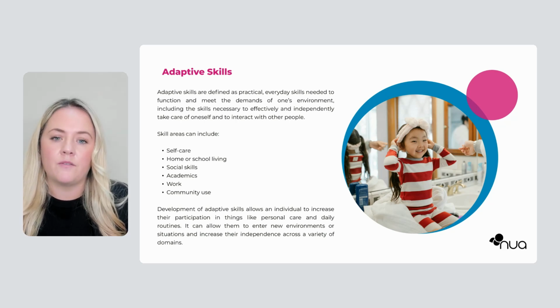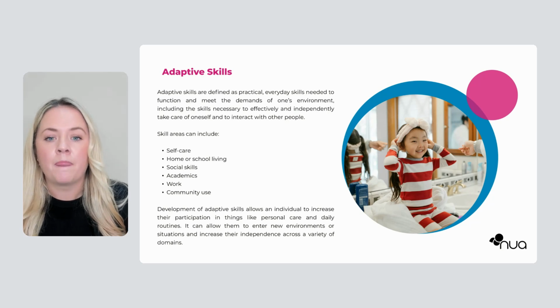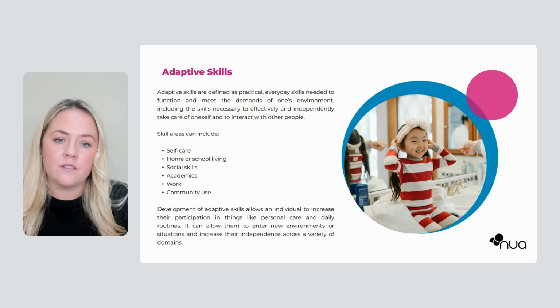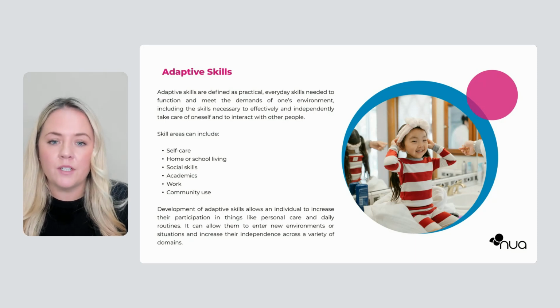So, we look at this across a variety of different skill areas and skill domains, including self care, so the ability to look after yourself in terms of your personal hygiene; home or school living, so the skills necessary to get yourself independent at home or in school, such as being able to perform tasks for yourself, being able to organize yourself in your environment; social skills, so the ability to interact with other people independently and get your needs met in a social sense; academics, then, obviously related to schoolwork, college, and so on.